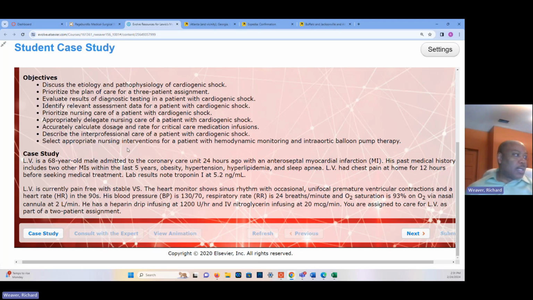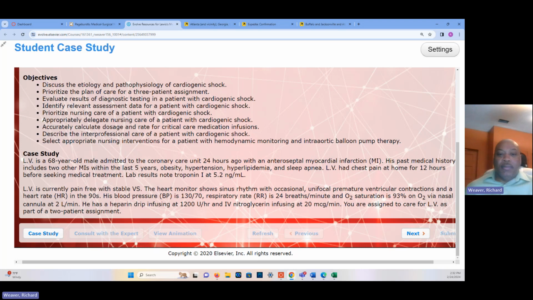All right. So take a look at the case study here. This patient's name is LV. LV is a 68-year-old male admitted to the coronary care unit 24 hours ago with an anterior septal myocardial infarction. Now, his past medical history includes two other MIs, and so that's important to note as far as the patient's history. The patient has had two other MIs within the last 5 years. The patient is obese, with hypertension, hyperlipidemia. This is all history, and also sleep apnea. Now, LV, and that's not left ventricle, that's the patient's initials, had chest pain at home for 12 hours before seeking medical treatment.